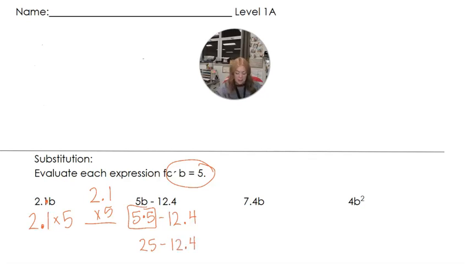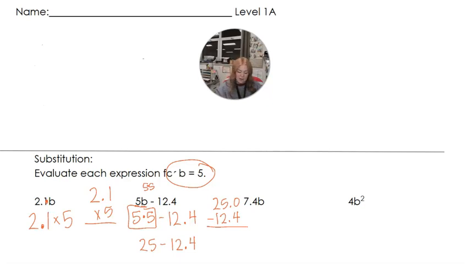We need to remember to line up our decimals. So 25 minus 12.4. So we need to borrow and finish that problem. So again, this is not 55, it's 5 times 5. When you have a number and a variable right together, the coefficient with the variable, that means multiply.